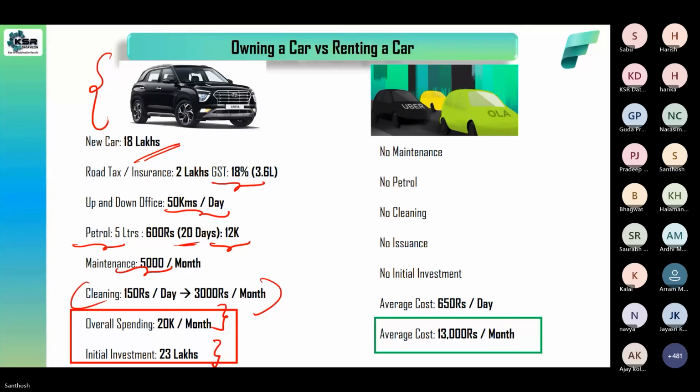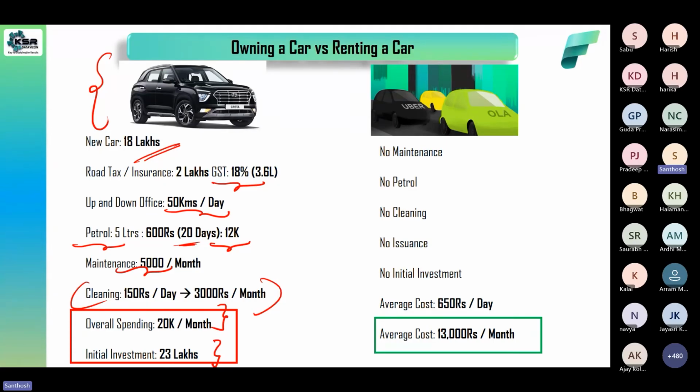Now, I'm talking about owning a car. Just think about owning a database. For a car itself, I'm paying 23 lakhs. For storing millions of records, GBs, terabytes of data, how much do I need to spend? More than this.